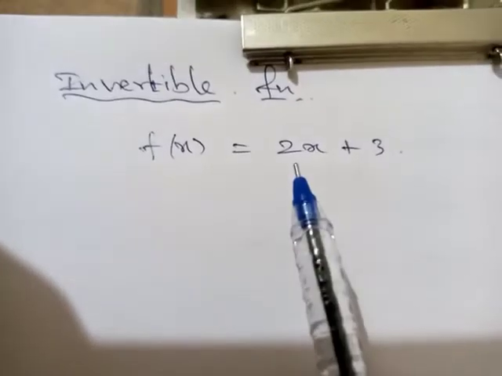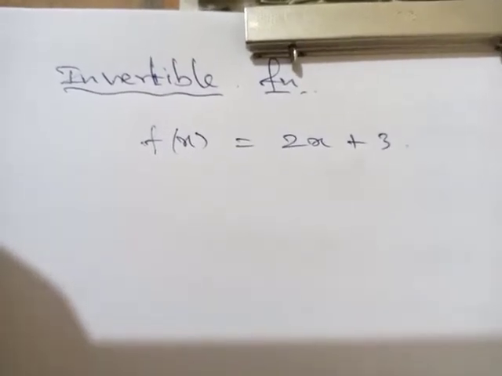Invertible function. In the last video I showed how to find the inverse of a function. So what is the condition for an invertible function? Suppose a function f of x is 2x plus 3. Does it have an inverse or not? We have to find out. If it is a one-one function and onto function, then we can say that it is invertible. That means we can find the inverse of this function f of x equals 2x plus 3.